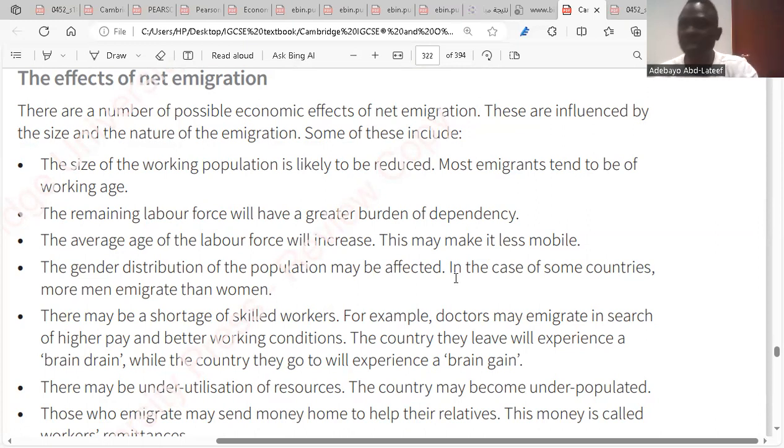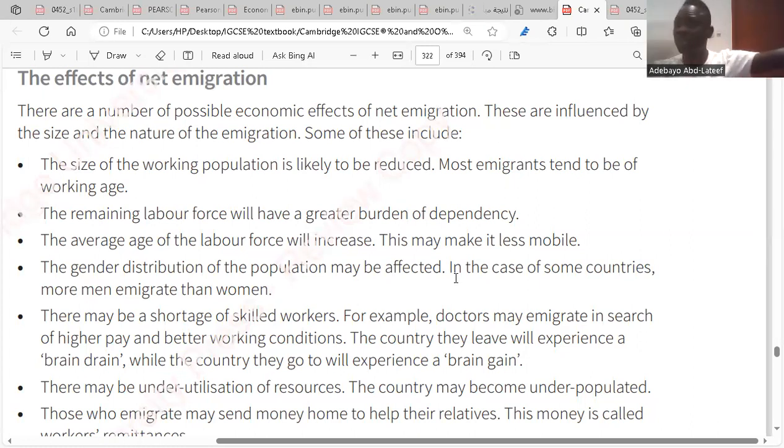People don't emigrate because they want to have pleasure. They are emigrating to have a better working life. So that means the working population of that country will be reducing because they are going out of the country. The remaining labor force will have a greater burden of dependency. So the rest of the population would have to take care of those that are depending on them because large numbers of people are leaving.